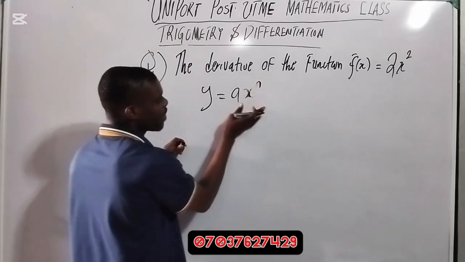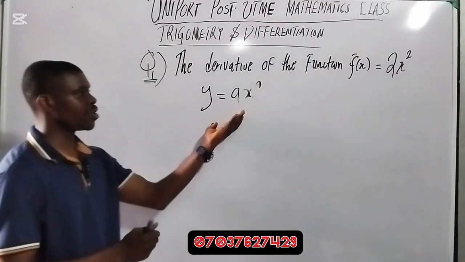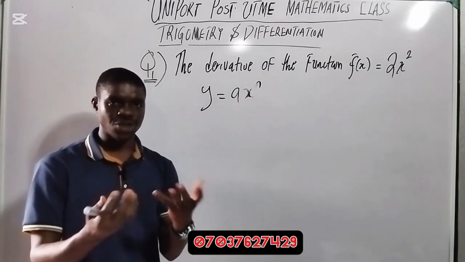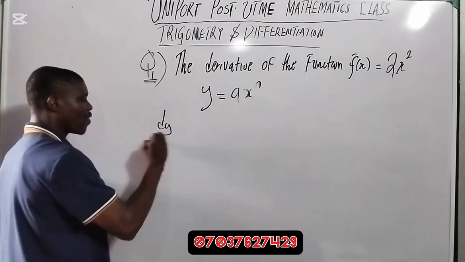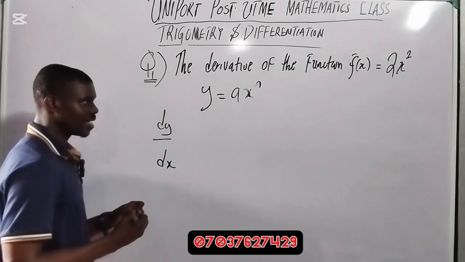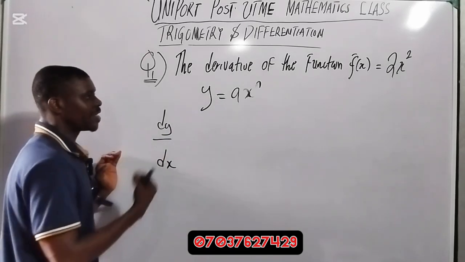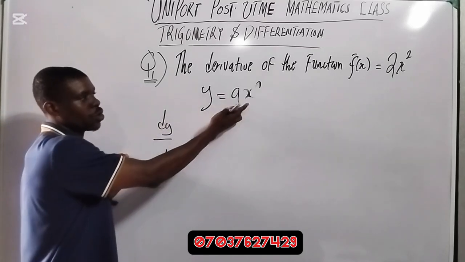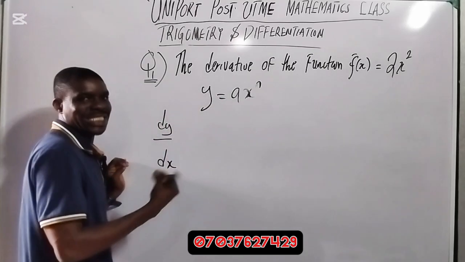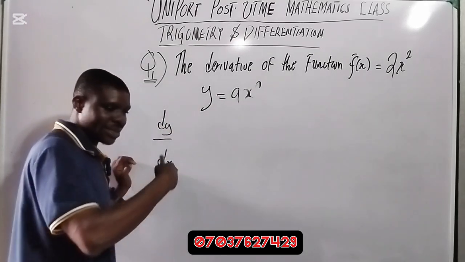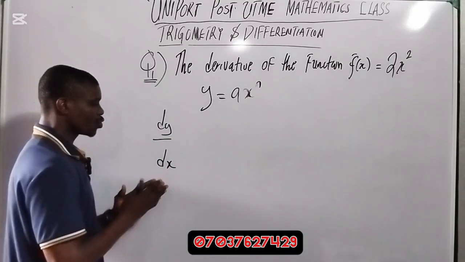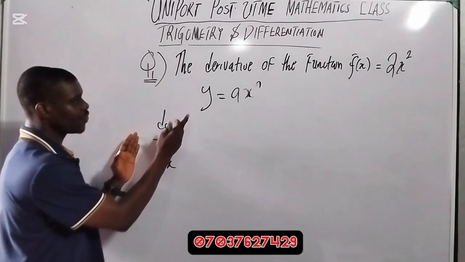So if you have a function like this, essentially you should differentiate y with respect to x. When you talk about differentiation, it's dy over dx. What does it mean here? It means the rate at which y changes with respect to x. That is called differentiation. The rate at which one thing changes with respect to something else, that is called differentiation.